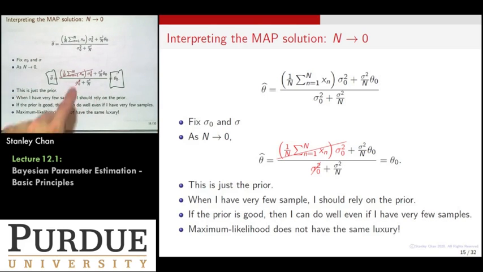Okay, so when will this happen? n going to 0 means that you don't even have a measurement at all. You haven't gone to the lab bench and collected the data. Then what should be the estimate? Just use your prior knowledge. So that is the interpretation of this result.